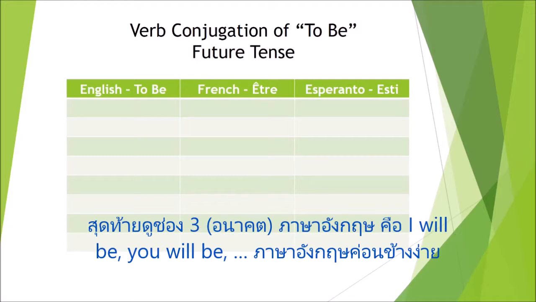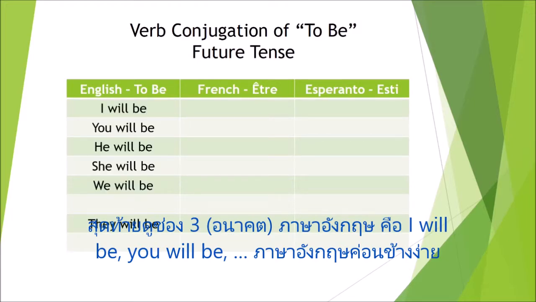Lastly, let's do the future tense. So in English, we have I will be, you will be, and so on. As you can see, English is quite simple here.